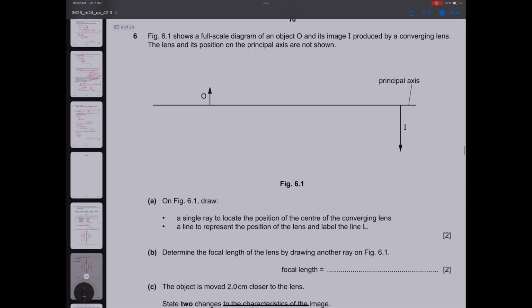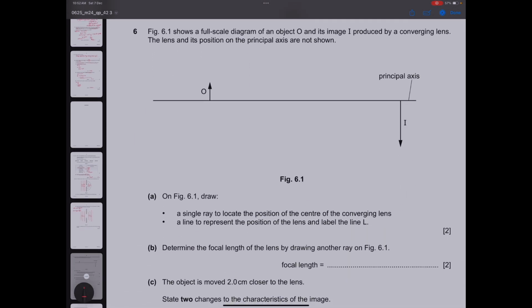Now, question number 6. Figure 6.1 shows a full scale diagram of an object and its image I produced by a converging lens. The lens and its position on the principal axis are not shown. Now this becomes tricky. How do we locate the center of the lens? For this, I want you to recall one point. We have done 6 cases of convex lenses, placing the object at principal focus, between principal focus and optical center, all those cases.